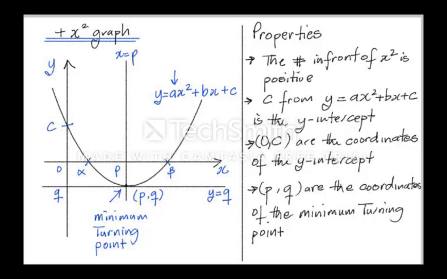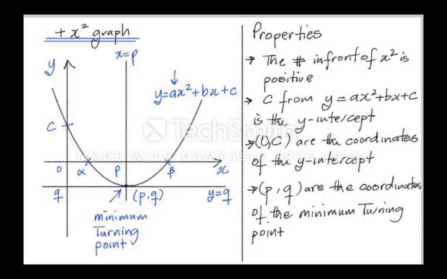Right now we're talking about something in general, so we use letters, but being more specific, we'd be using actual numbers. So a is representing a number. And for the graph to look like this, that number a must be positive.